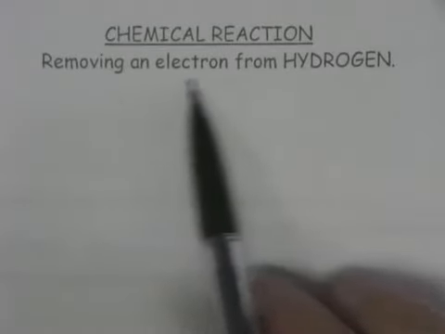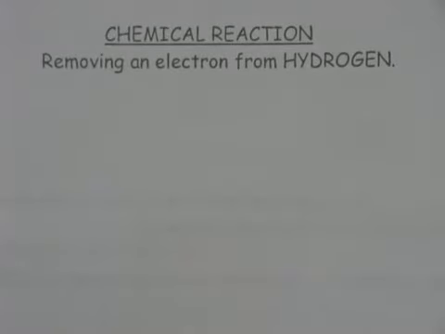This is basically removing an electron from hydrogen, or another way to think of a chemical reaction is an exchange of electrons. So if electrons go from one object or one atom to another atom, that's what we classify as a chemical reaction. Now let's take a look at this.